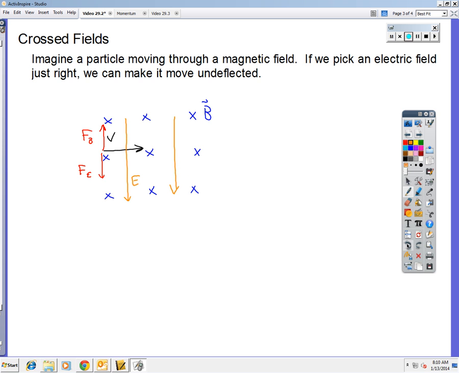Now you can see why we call these crossed fields, because the magnetic field and the electric field are perpendicular to each other, and they're also both perpendicular to the velocity. So we figured out the direction the electric field needs to be in order to make the forces cancel out. Now let's see what its magnitude has to be. In order for the particle to be undeflected, the magnetic force has to equal the electric force.